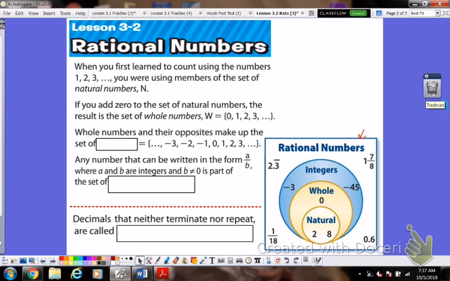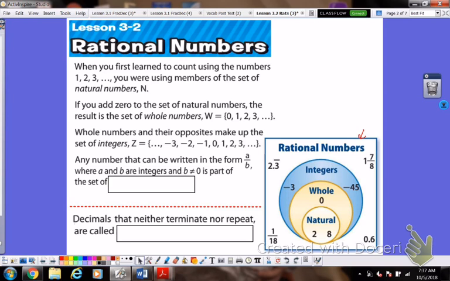Next up, whole numbers and their opposites make up the set of integers. We should already know that from last chapter. Integers is abbreviated with a Z. So that's our -3, -2, -1, 0, 1, 2, 3, etc. So whole numbers and their opposites, that's our integers.